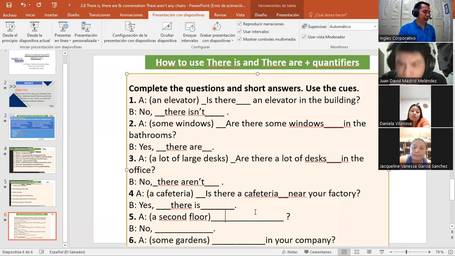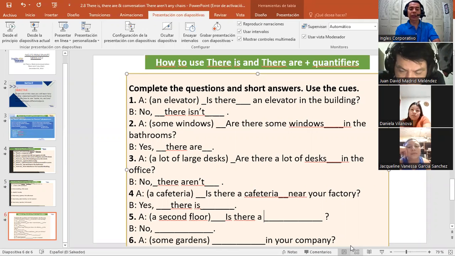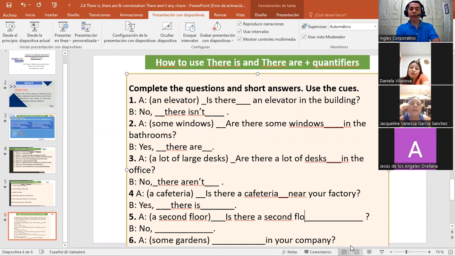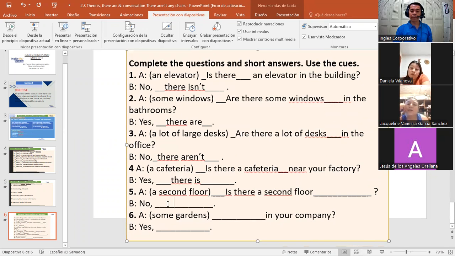Jenny. No, Jenny no está ahora. Angie, please. Is there or are there? Is there, right? Permítame poner esto aquí arriba. Is there a second floor? Hay un segundo piso aquí. No, there isn't. Thank you.